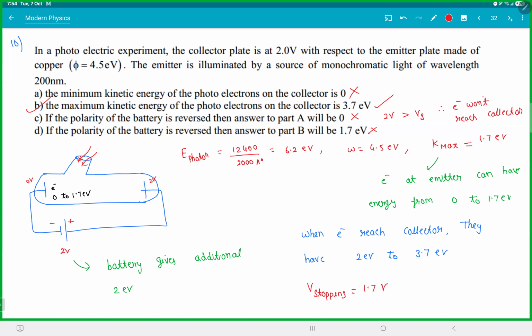Check. Are you getting why C doesn't work? Since you're applying more than the stopping potential, electrons won't even reach the collector. So there are no electrons at the collector, and there is no meaning in saying the minimum energy is 0. All clear with this? Any doubts on this?